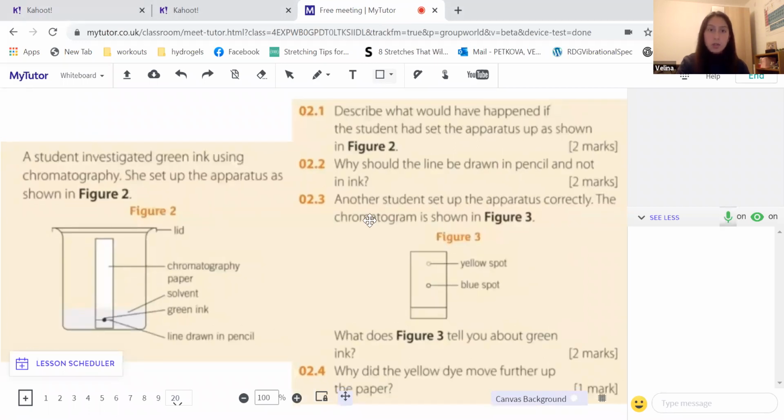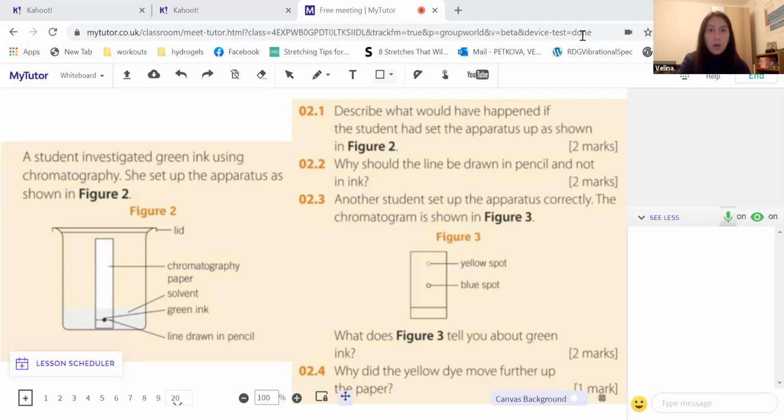So why should the line be drawn in pencil and not in ink? Well done to people who are answering that. Yeah, perfect. The ink does dissolve in water, so the ink can flow up. Well done to everyone who got that answer. So now we've set the apparatus up correctly, and they see this. What does figure 3 tell us about the green ink?